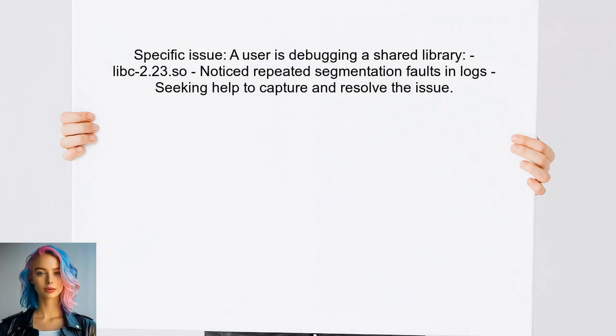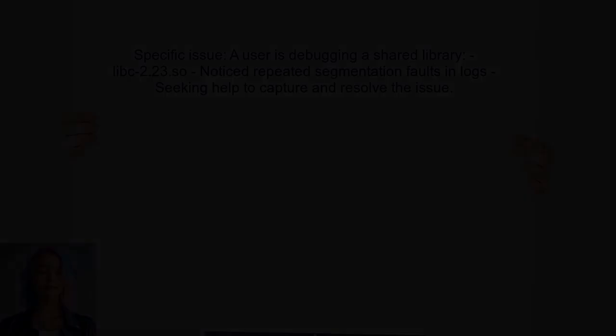Let's take a closer look at the specific issue at hand. One user reached out for help debugging a shared library, specifically libc-2.23.so. They noticed repeated segmentation faults in their logs, and they want to know how to capture and resolve this issue. Sound familiar? Let's work through it together.